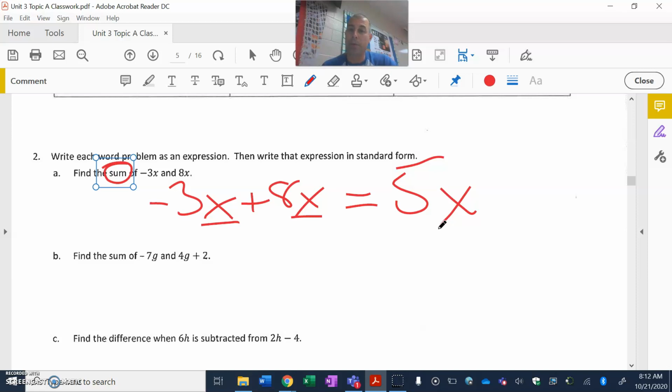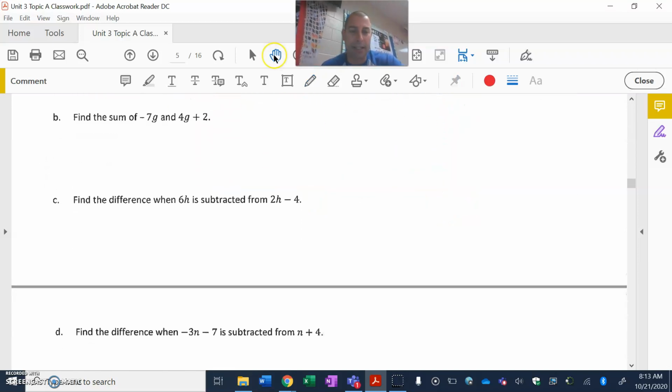But if we had 3 fluffy bunnies bouncing around, and then we had 5 more fluffy bunnies bouncing around, we could say, wow, look at the 8 fluffy bunnies. So again, we need that same letter. And so that's that whole idea of like terms. The one that we do want to look at here is letter C.